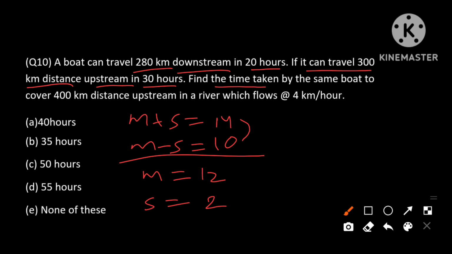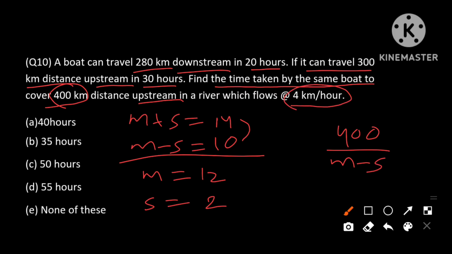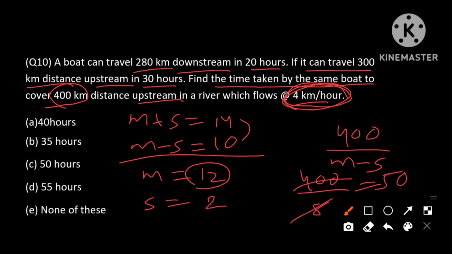So we got the m and s values. Now the question says that the time taken by the same boat to cover 400 kilometers upstream, meaning m minus s, but here it says the s value is 4 kilometers per hour. So the m value is 12, 12 minus 4 will be 8. So 400 divided by 8, 50 hours is our answer. Option C is our answer.